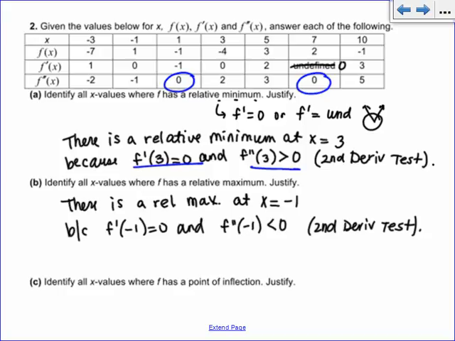Whenever you have a point of inflection and it says explain or justify, your reasoning for a point of inflection should always be that the second derivative changes sign. Does that make sense? It goes from positive to negative or negative to positive. That's all you need to say. So in this case, if I look at my second derivatives on the left and the right, does it change signs? Yes. So there's a point of inflection.